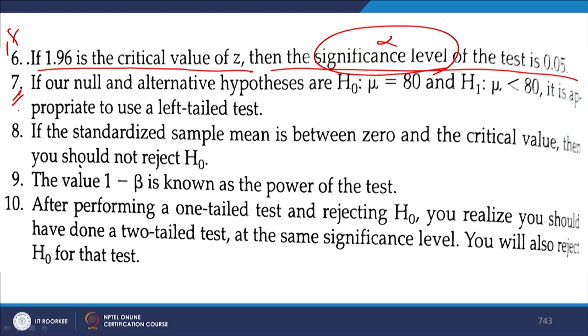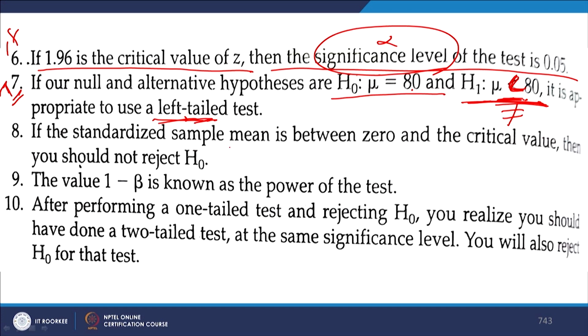If our null and alternative hypothesis are like this, with the alternative being of the less than type, it is appropriate to use a left tail test, because this sign is less than type. So, the seventh is true, is it not? Had it been greater than 80, then we would have used a right tail test. If it had been not equal to, then we would have used a two tail test, right. Let us look at the eighth one.